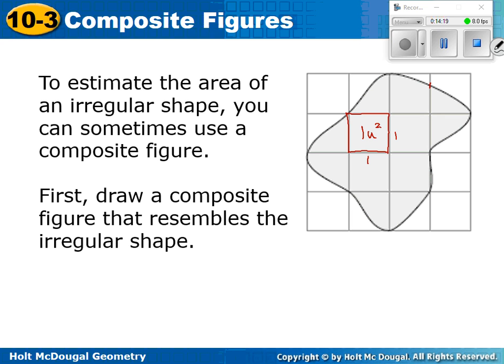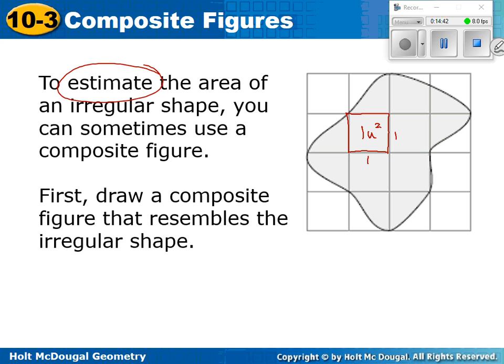Like, for example, this would kind of look like a triangle, right? We could do that, or we could just estimate. And to estimate, we could simply count the number of squares we see inside our shape, and then multiply it by the area of each square. If it's a 1 by 1, we're just multiplying by 1, so it doesn't change its value.